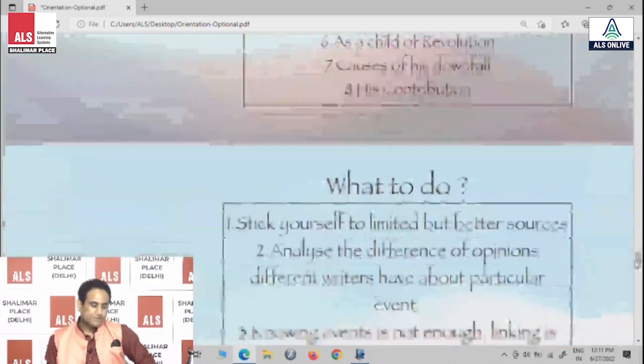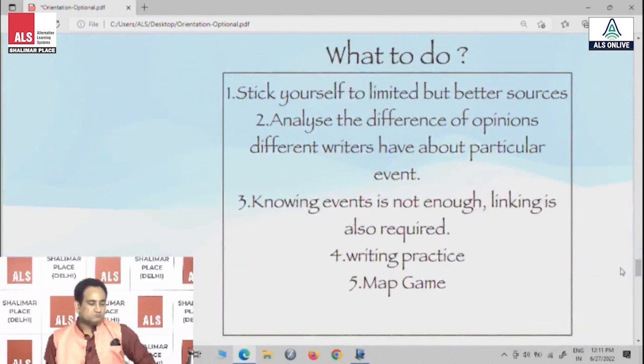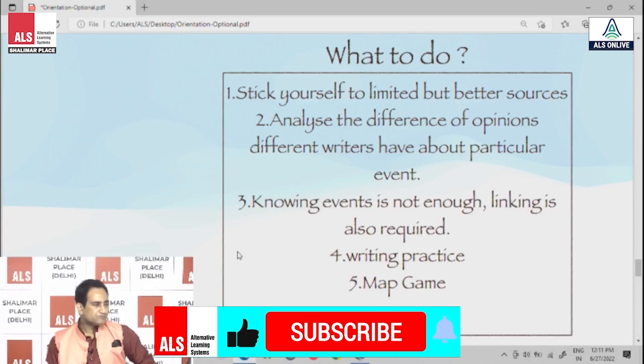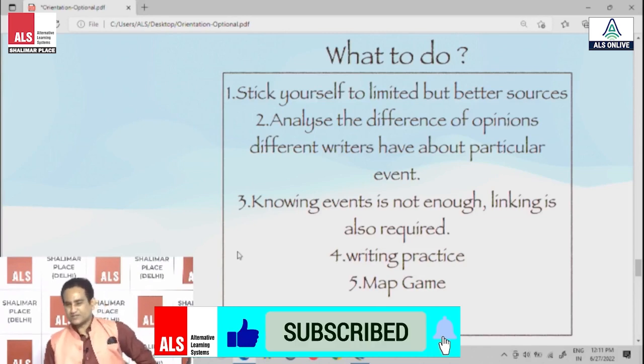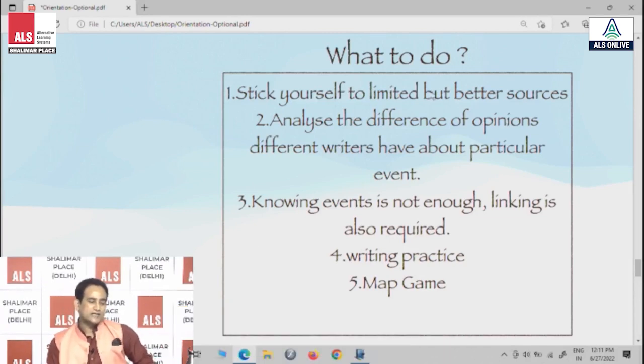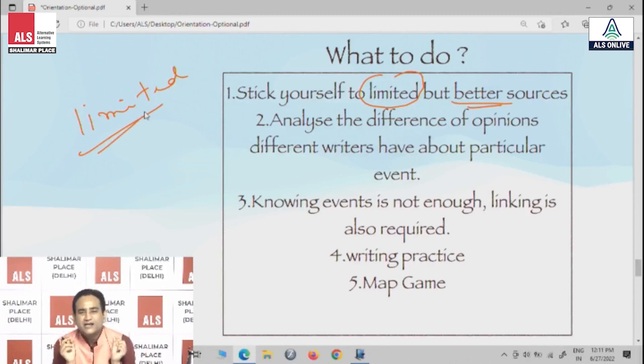Then, now what to do? Generally, I add this also. First suggestion would be, in history you have many books available. So stick yourself to limited sources, but better sources. I will tell you what all are the better sources. When you have limited sources, you can revise more. And remember, in history, revision is key. If you will not revise, Alauddin Khilji will become Jalaluddin Khilji. Are you getting my point?